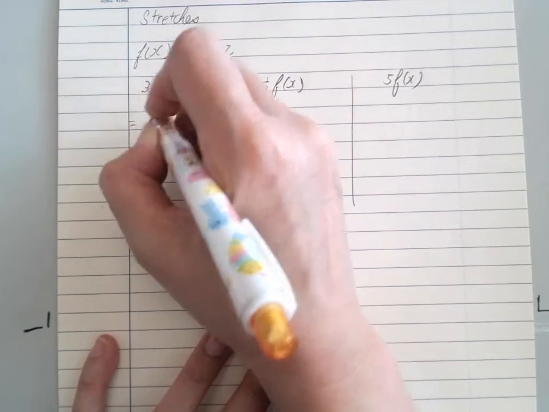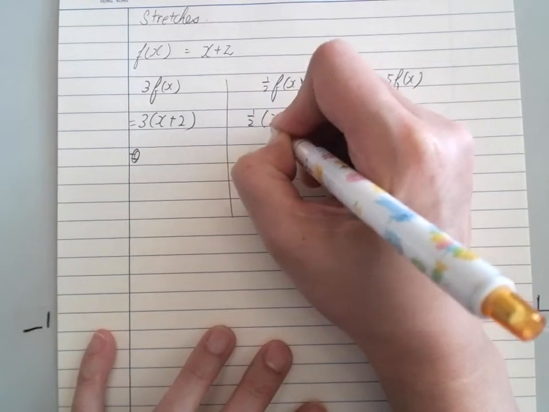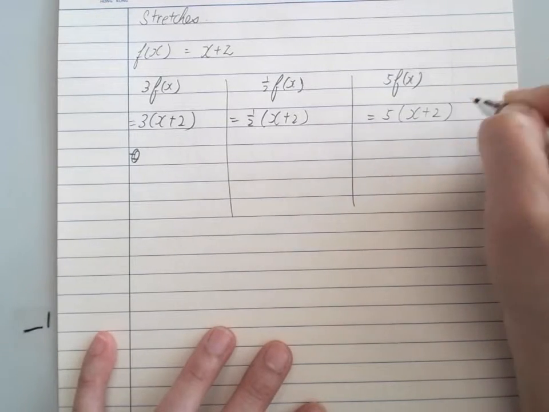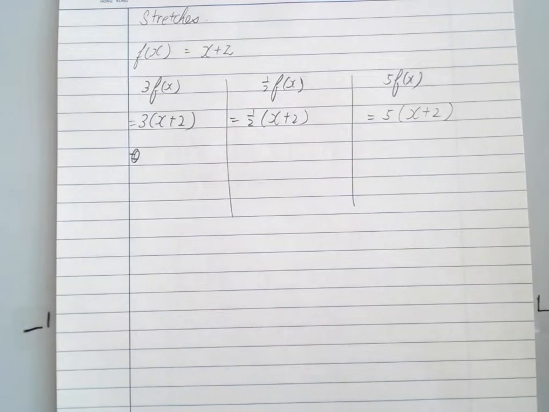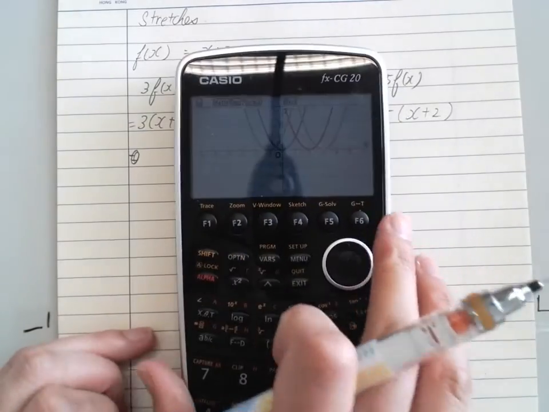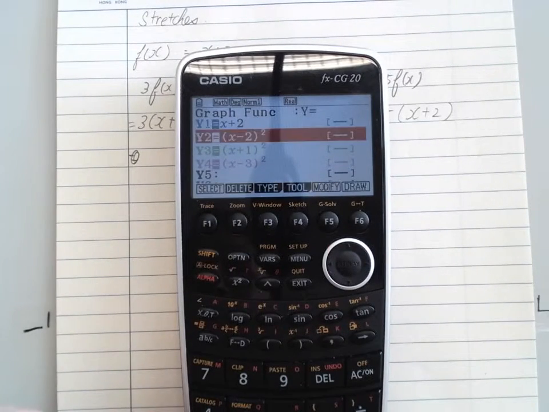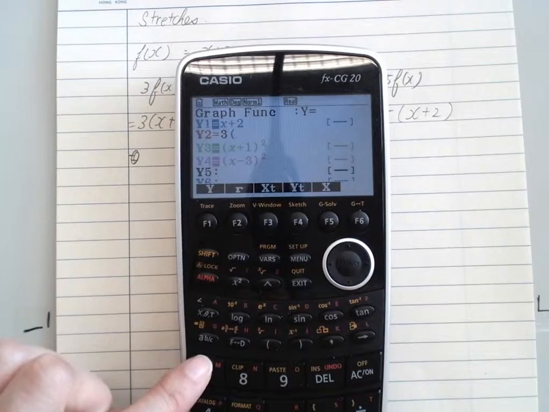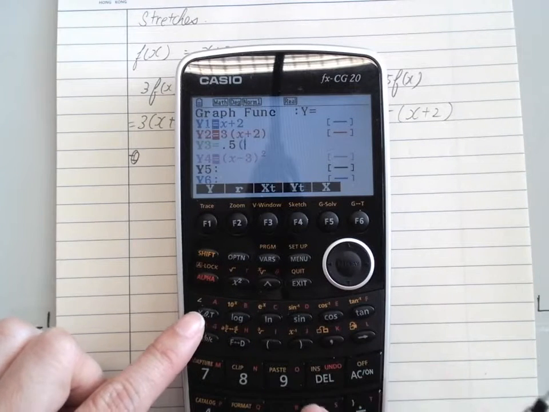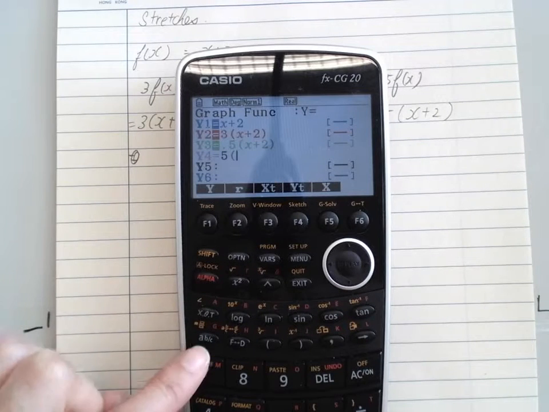So again, we just put in the function: 3 times (x + 2), 1/2 (x + 2), and 5(x + 2). Because I'm too lazy to get into the simplest form, I'll just plug it into the calculator. So there we go. First one, I have x + 2, and then I have 3(x + 2). Oh, I love GDC. 0.5(x + 2) and 5(x + 2).